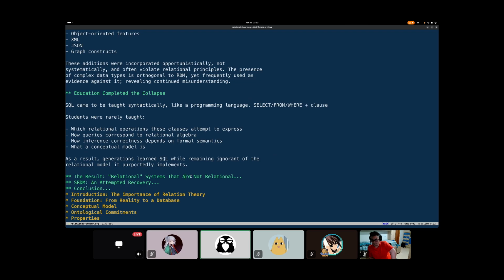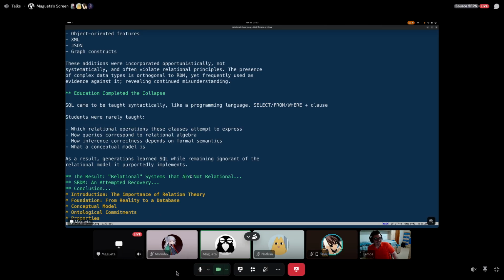I already told the story, but just for the audience. When CJ Date learned about the name NoSQL, he was extremely excited because it was like, oh, finally we're getting rid of SQL, that's a bad language. And then he saw what it was, and he was like, oh man, we're back to pre-SQL days, and that's even not good.